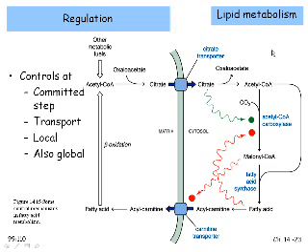Fatty acid synthesis and fatty acid breakdown are obviously opposite processes. You would really like to be able to make sure that you're not doing very much of one if you're doing the other. And so the regulation of these processes is going to reflect that fairly well.